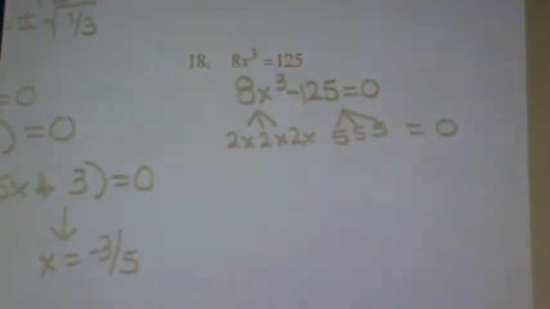Okay, what about 18? This is that lovely cubed problem. You're going to first get this over to the other side, 125. Now, this is the difference of 2 perfect cubes. You get 2x, 2x, and 2x. And 5 times 5 times 5 is 125. How do you factor this? Remember?